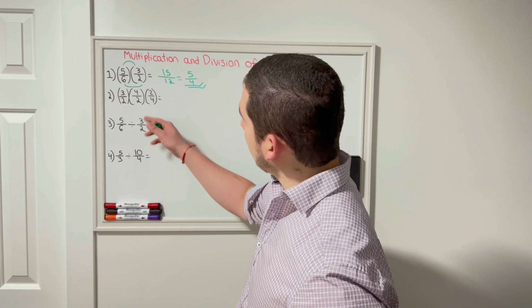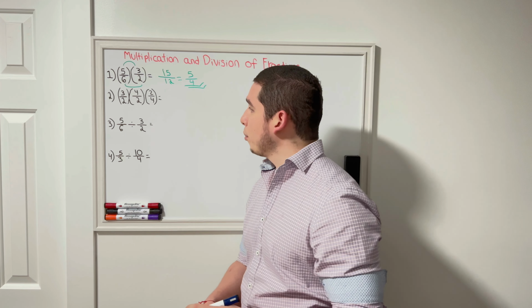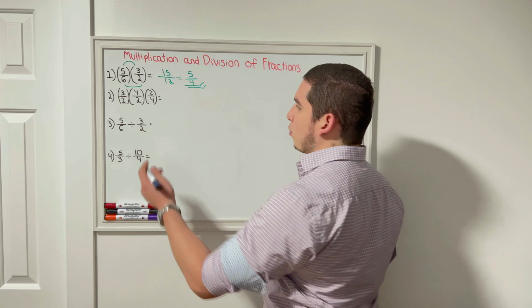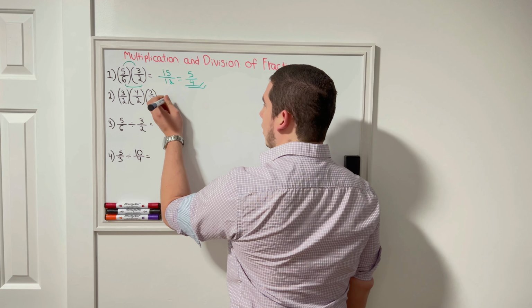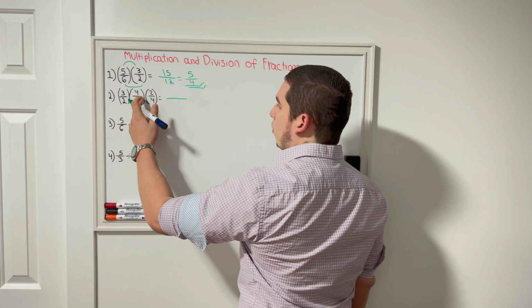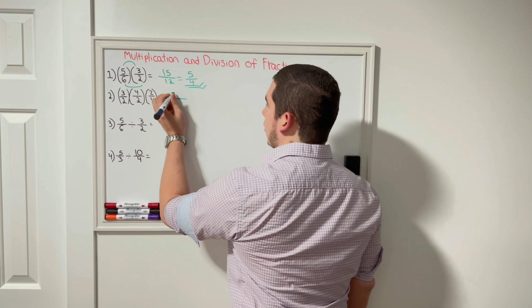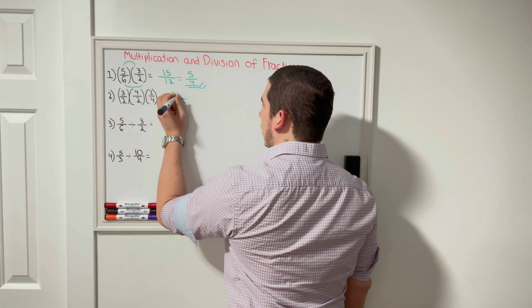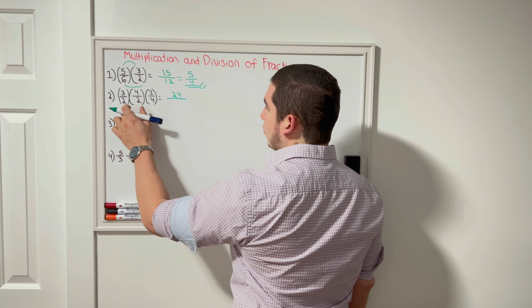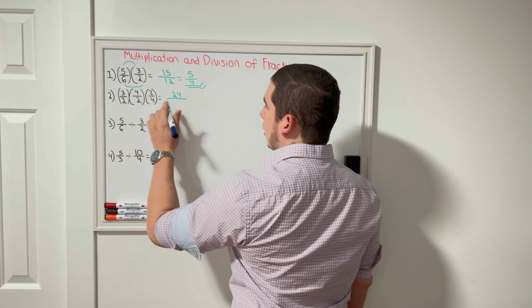Now, on the second problem, you may be asking yourself, how do we solve this if we have 3 fractions? It's the same. We just have to multiply all numerators and all the denominators. 3 times 4 times 2, therefore the result is 24. Now, the denominator is 2 times 2 times 4, which is 16.